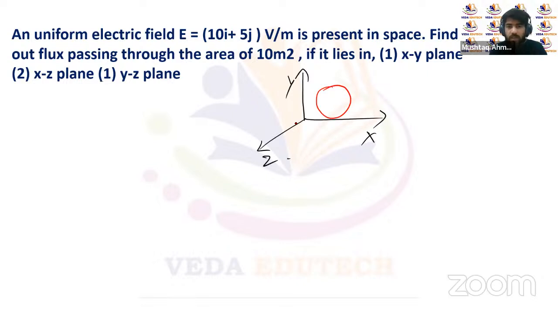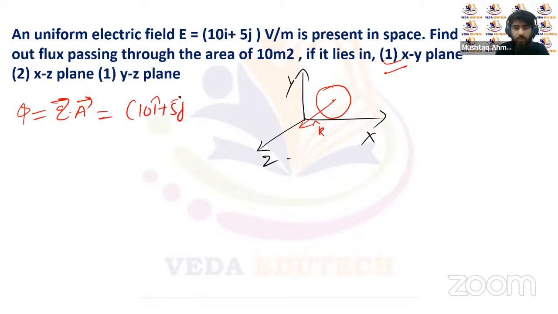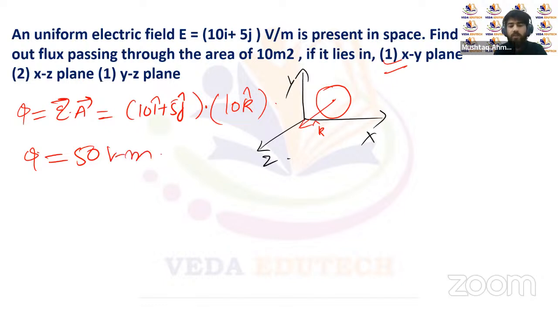If this loop is placed in the xy plane, the direction of the area vector will be along the k cap direction. Then the flux through this loop will be E dot A, that is 10 i cap plus 5 j cap dotted with the area of 10 in the direction k cap. So the net flux through this will be 50 voltmeter. So this will be the net flux through this disk.